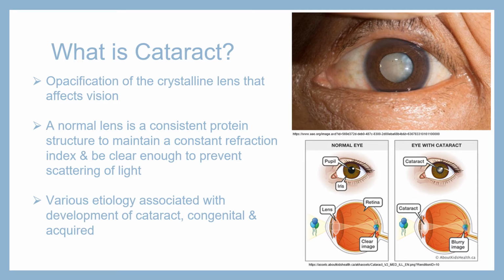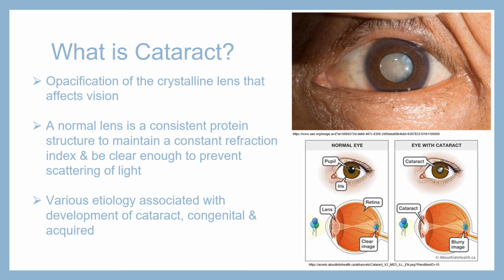A lens is a structure made of tissues, but it also needs to be of a consistent protein structure to maintain a constant refraction index. This has to converge the light very delicately in a way that the light converges exactly on the retina, on the surface of the retina. And this protein must also be clear enough to prevent any scattering of light.